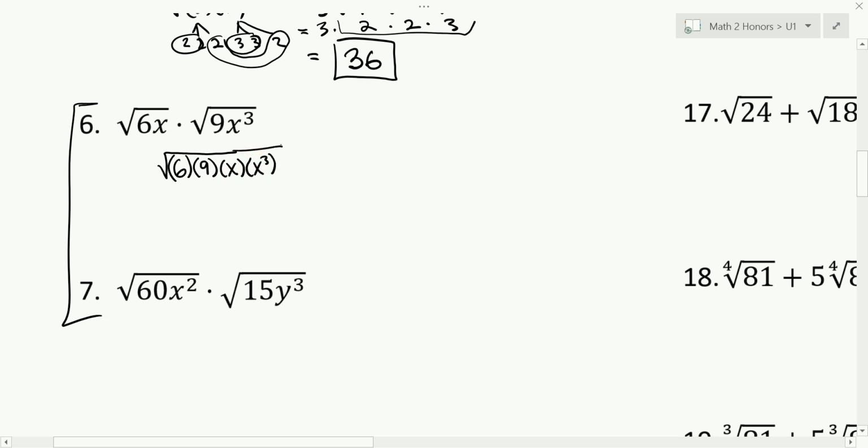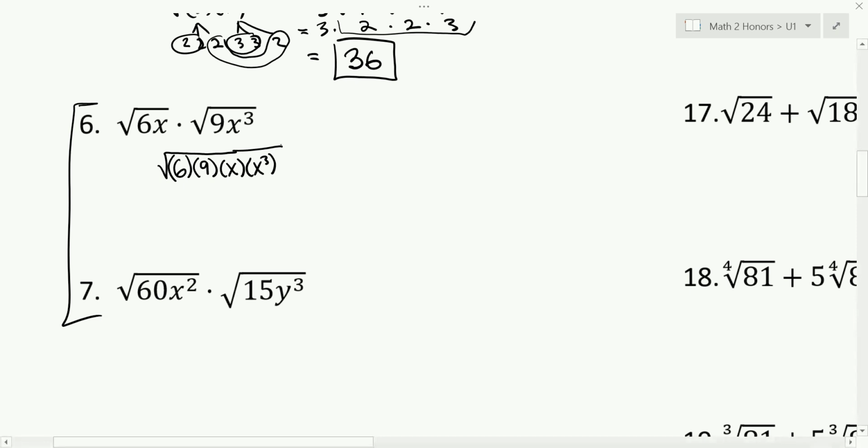You could multiply the 6 and the 9 and get 54. You could leave it 6 times 9. You can multiply the x and x to the third, which would be x to the fourth. Or you could leave it like that for right now. It doesn't matter. But you want to put everything together.